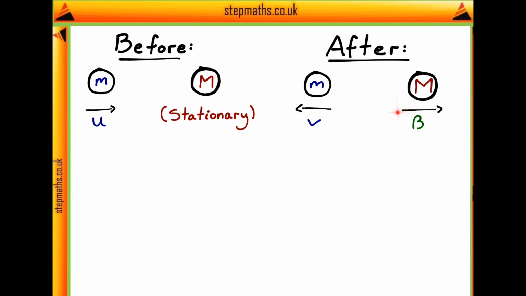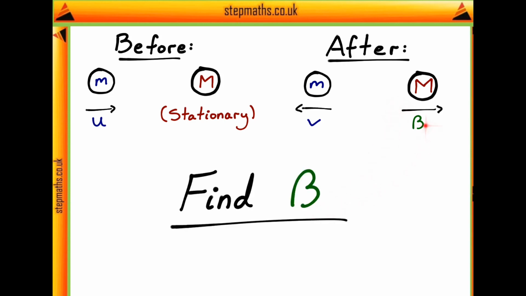Then, what we're asked to do is to find beta, which I've labelled here as being the velocity of our mass large M after the collision. If you would like to go ahead and have a go at this question, pause now, otherwise we're going to have a go at it.